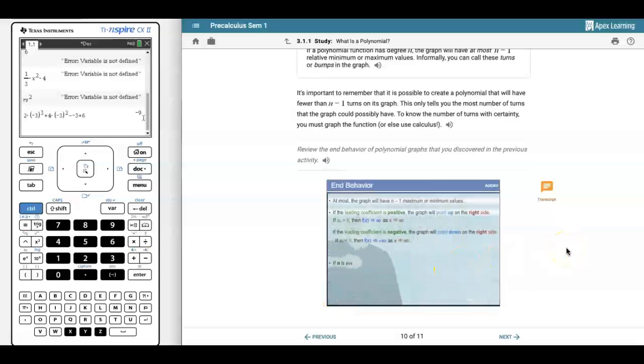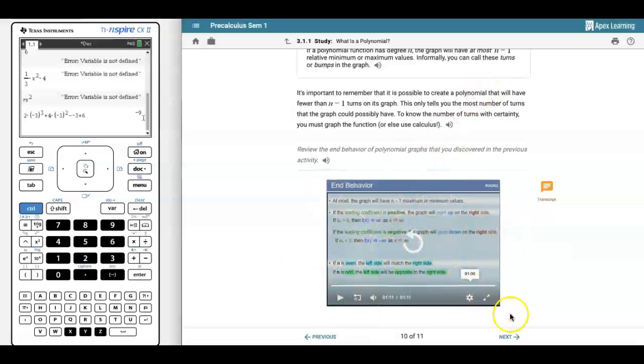The degree, n, of a polynomial function determines the end behavior of the graph on the left side. If n is even, the left side of the graph will match the right side's end behavior. If n is odd, the left side of the graph will behave opposite to the right side's end behavior. All right. So again, those are some really, really helpful tricks and tips there.